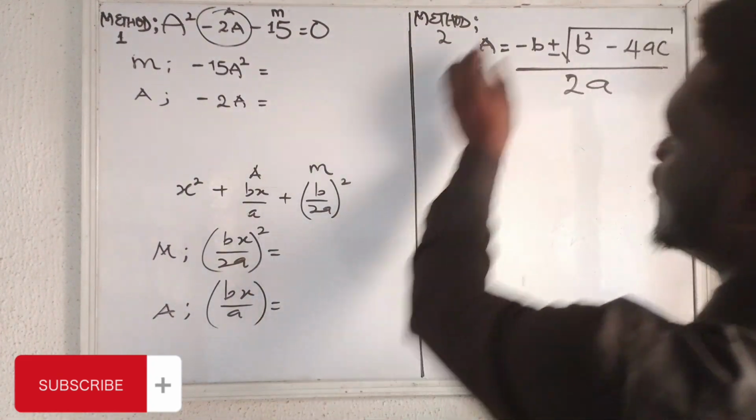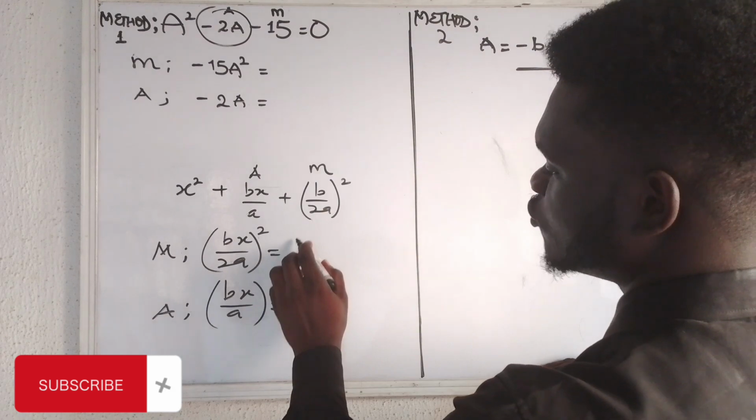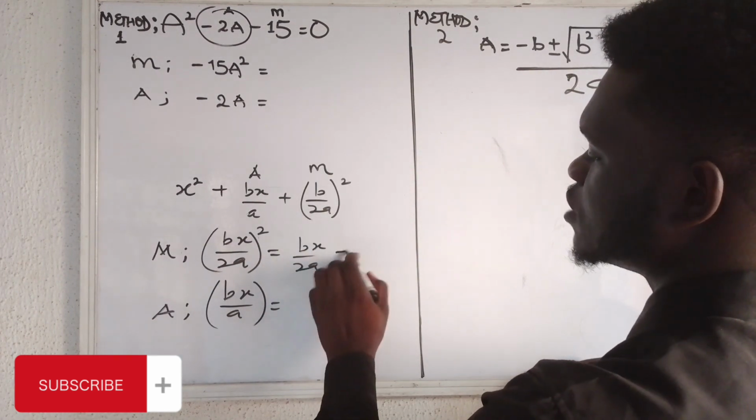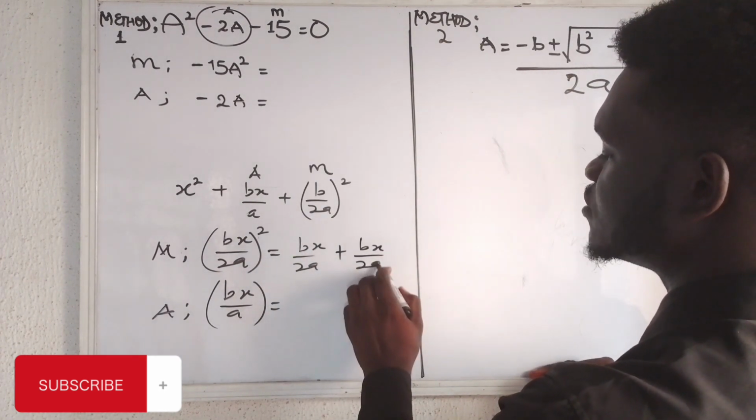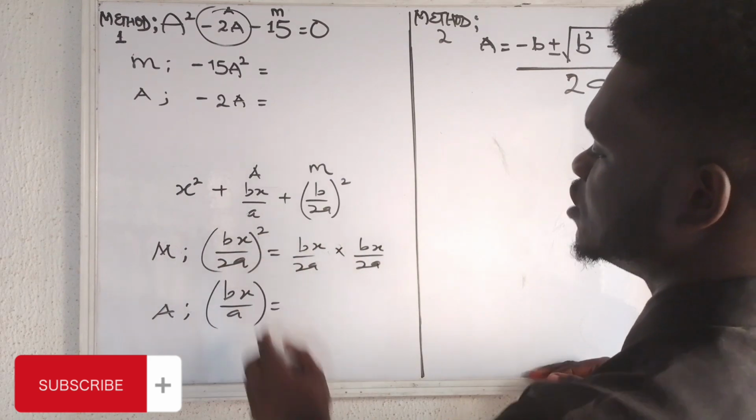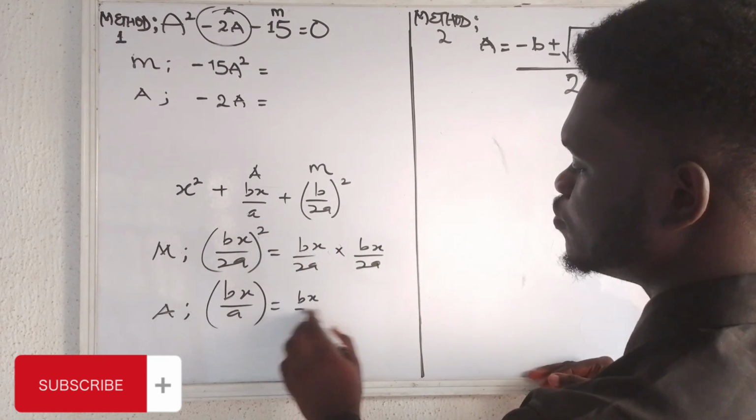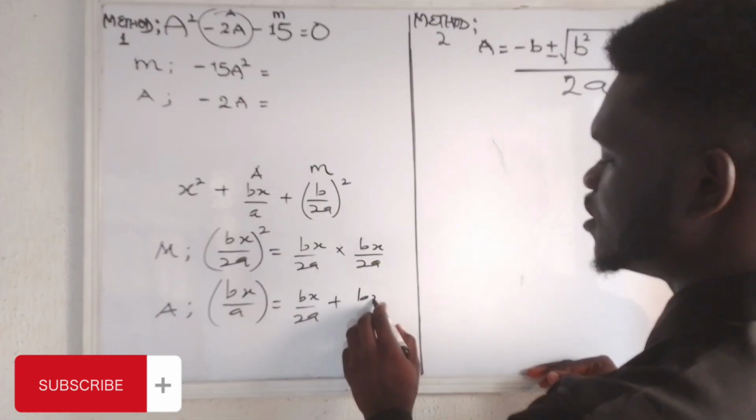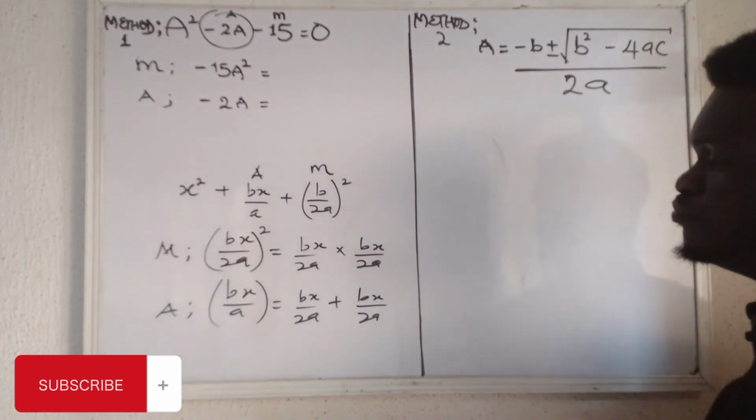It was fortunate enough in that video, if you check, to be able to find such a number: bx over 2a plus another bx over 2a, times, will give us bx over 2a all squared, and also bx over 2a plus another bx over 2a will give us bx over a.